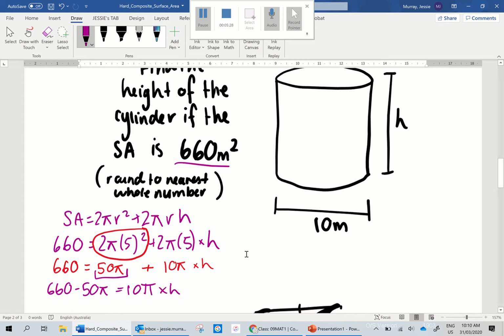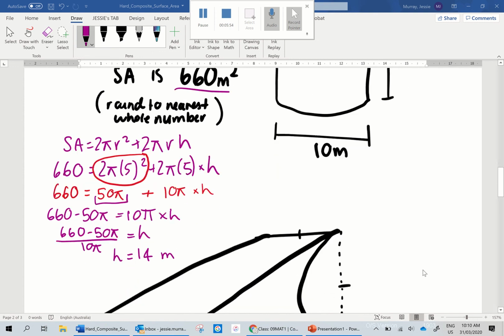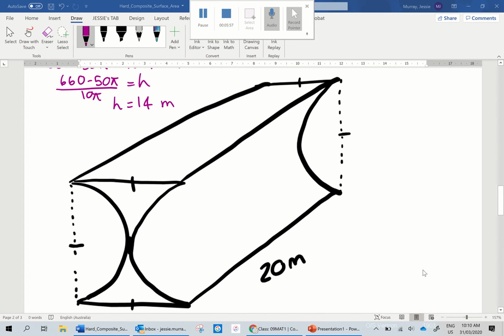So the final thing, my 10 pi is multiplying, so I'm going to have 660 minus 50 pi all divided by 10 pi. Now if you had them all as decimals, you put them in the calculator, that's perfectly fine also, just be sure not to round. And putting it all in, I got 14.09859 and so on, which to the nearest whole number is 14 meters. What a great question. All right, moving on again.